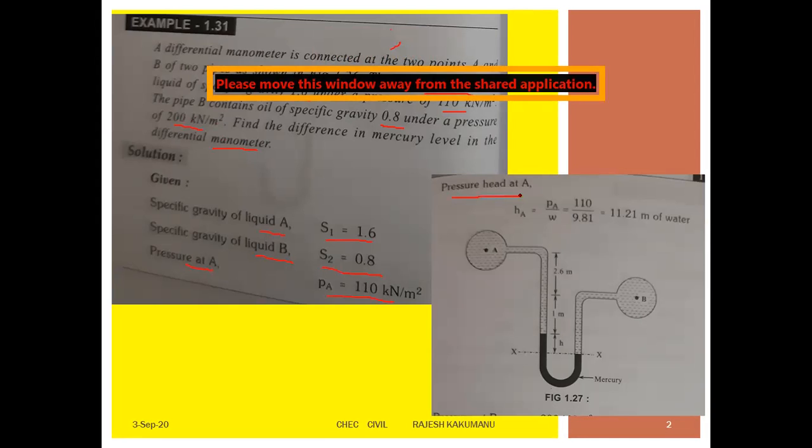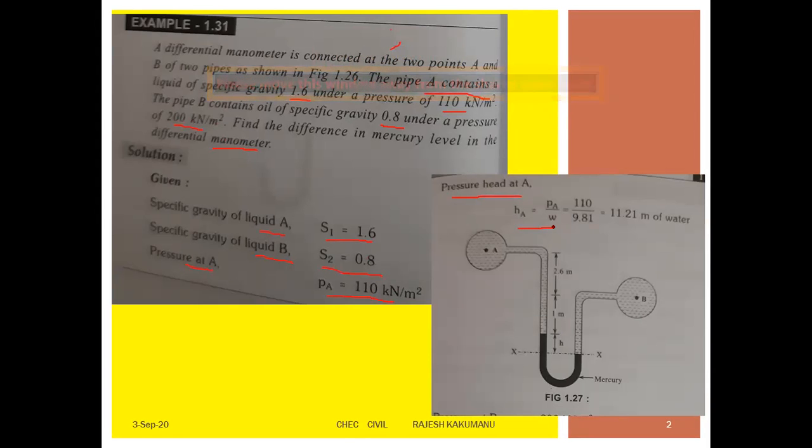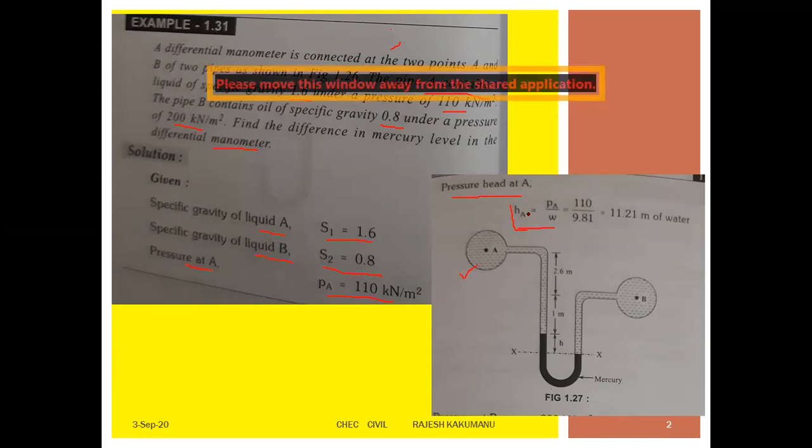Now calculate the pressure head at A by taking these values. The pressure head at A, H is equal to P by W. That is the whole formula which we already know, right? HA at pressure point A we are discussing. So HA is equal to PA by W, that is 110 by W, where W is equal to 9.81. That is equal to 11.21 meters of water.